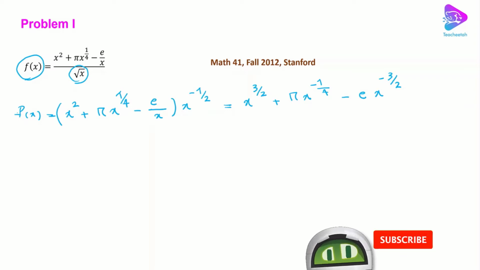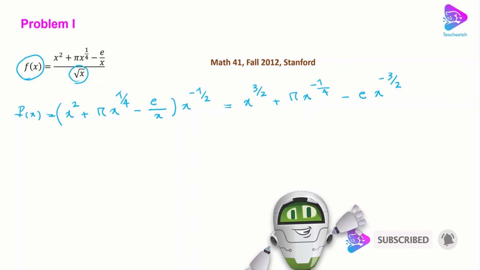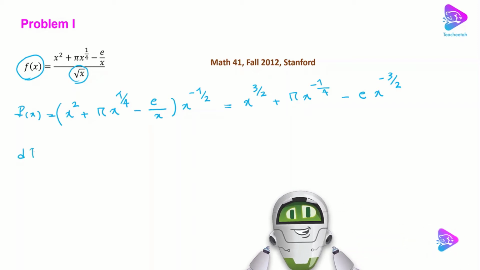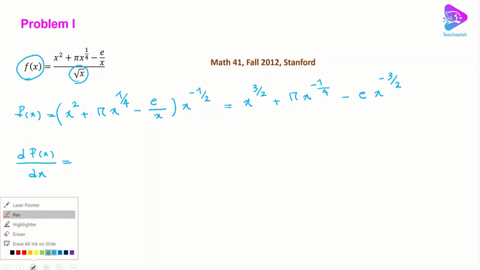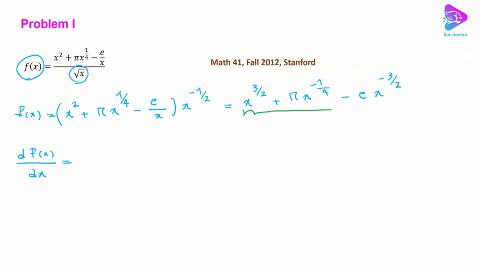And now we can take the derivative of what we have here. So d over dx equals, for this part, the function is now x to the power of 3 over 2. What we have to do here is use the power rule, and the power rule says if you have d over dx of x to the power of n, it's going to be n x to the n minus 1. So we do the same thing here.